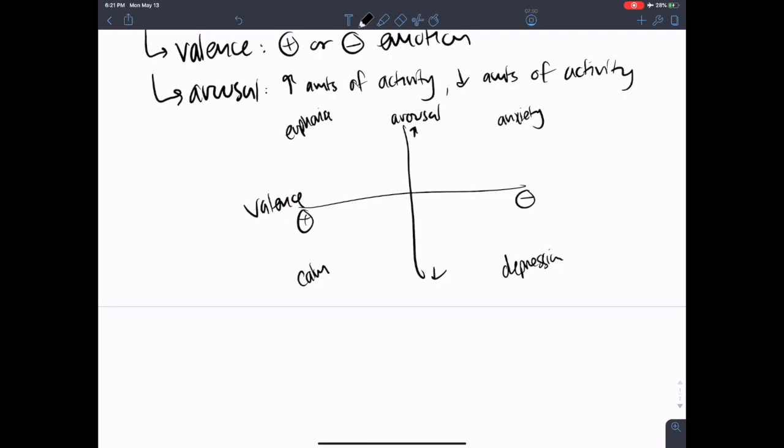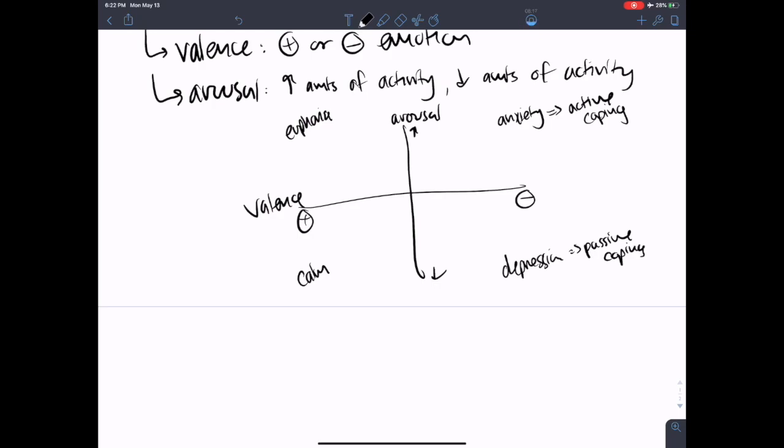This is where you get something like passive coping mechanisms. Whereas with anxiety, you get things like active coping. When you have a depressive episode, you don't hyperventilate, right? Active coping. So this is a way you can categorize emotions.